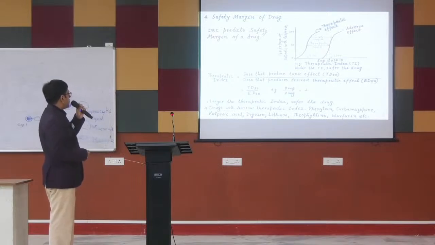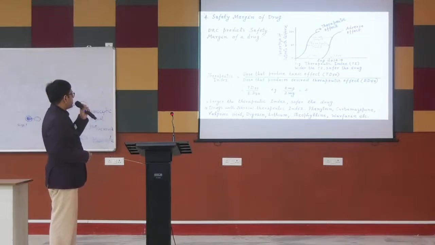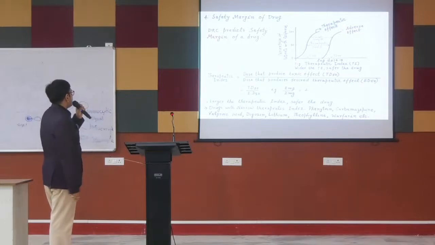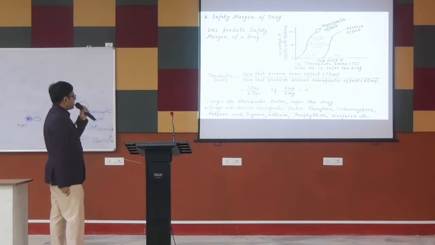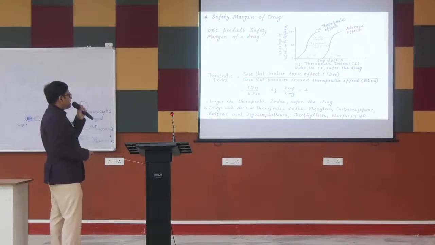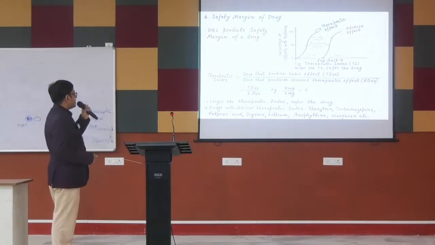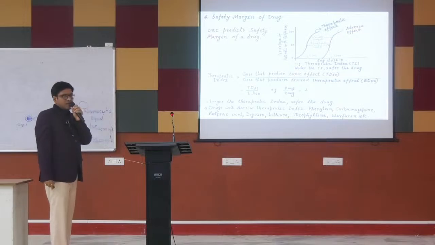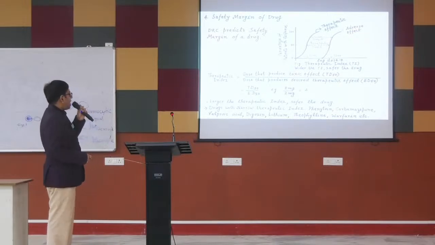Now to calculate therapeutic index, we put TD50, that is the dose that produces toxic effect in 50% of patients, in the numerator, and ED50, that is the dose that produces therapeutic effect in 50% of patients, in the denominator. And their ratio is called the therapeutic index. The higher the therapeutic index, the safer is the drug for human consumption.